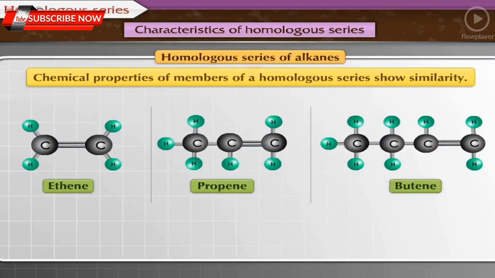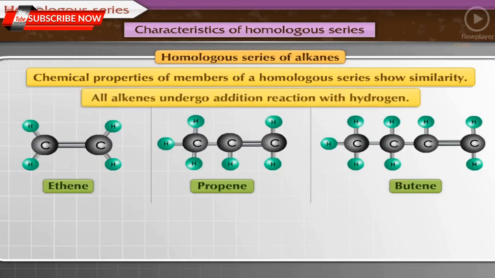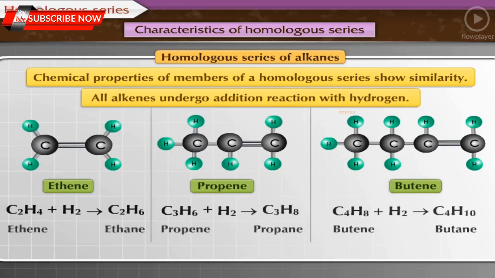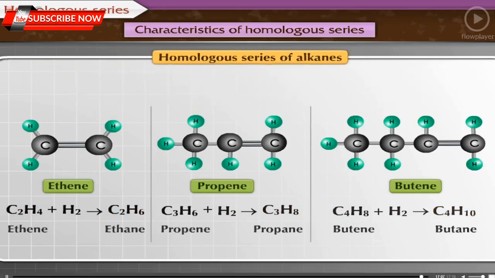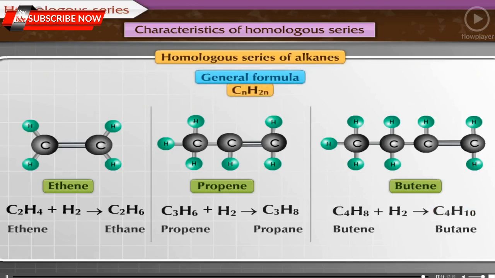Chemical properties of members of a homologous series show similarity. For example, all alkenes undergo addition reaction with hydrogen. That is, ethene, propene and butene undergo addition reaction with hydrogen to form ethane, propane and butane respectively. All members of a homologous series can be represented by the same general molecular formula. Come, now let us learn about the nomenclature of carbon compounds.